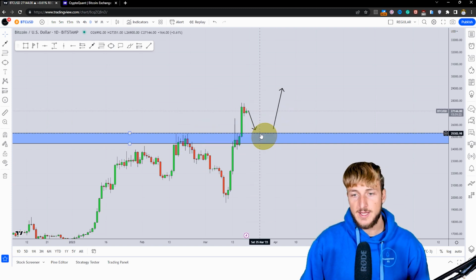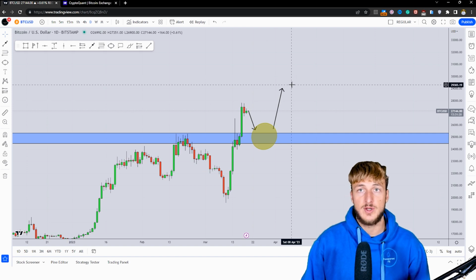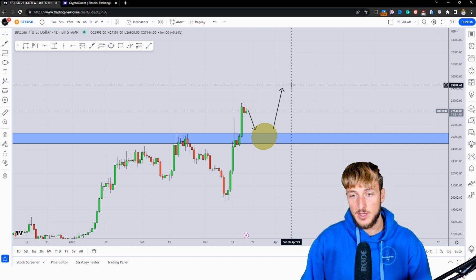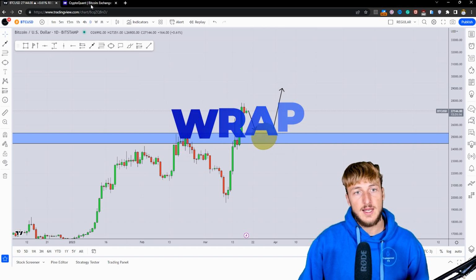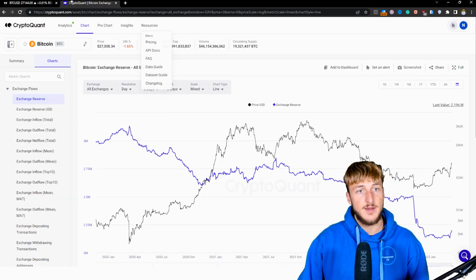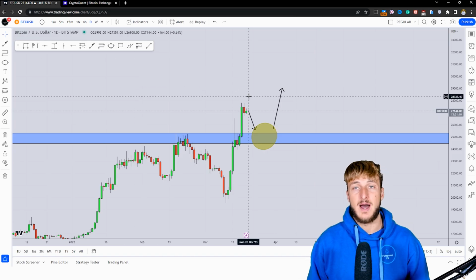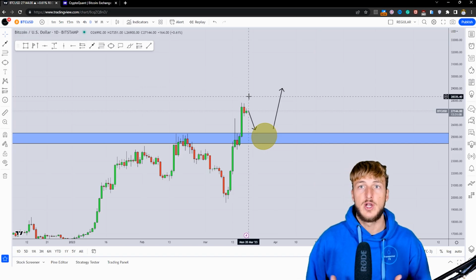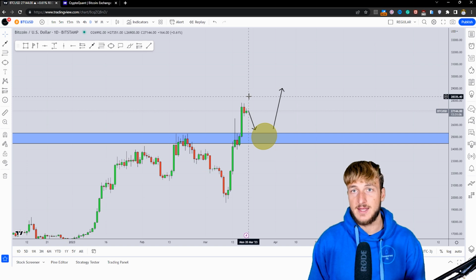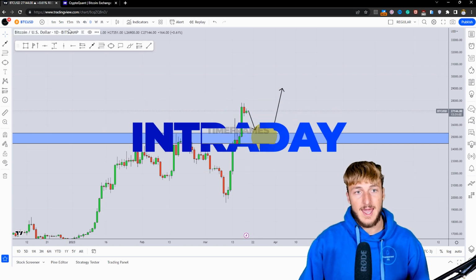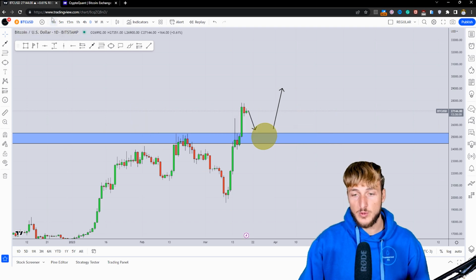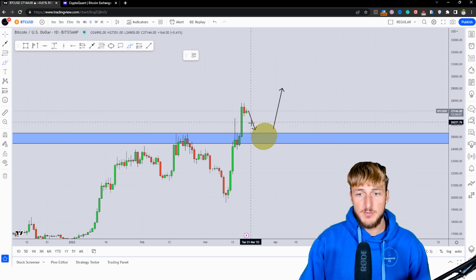So if we do get a retest of this zone, we could be approaching a potential rejection to the upside. Now, as usual, trading is reactive and not predictive. The monthly, weekly, and daily combined with the on-chain data, those are the best time frames from a directional perspective. However, when it comes to confirmations and entries, the best time frames are the intraday time frames, so 4 hour and lower.